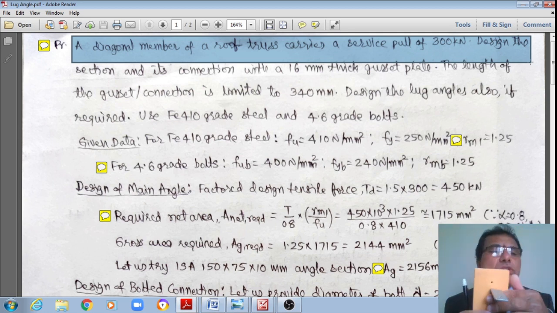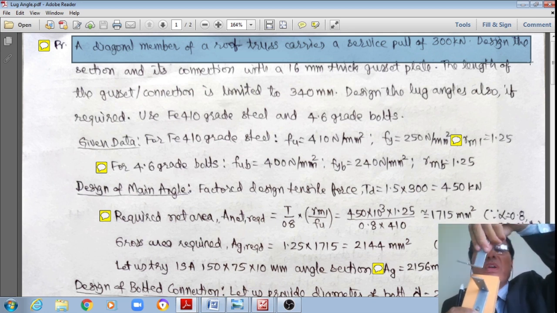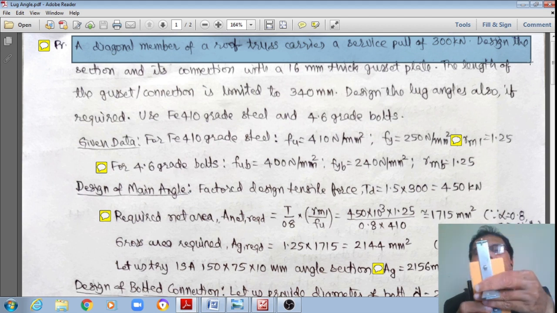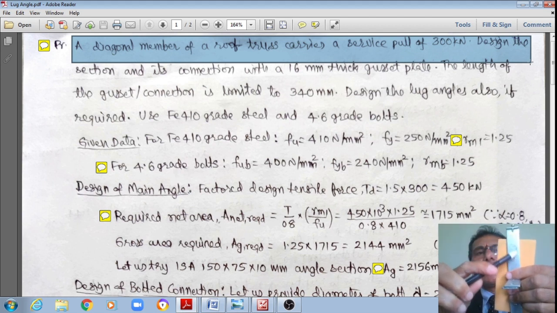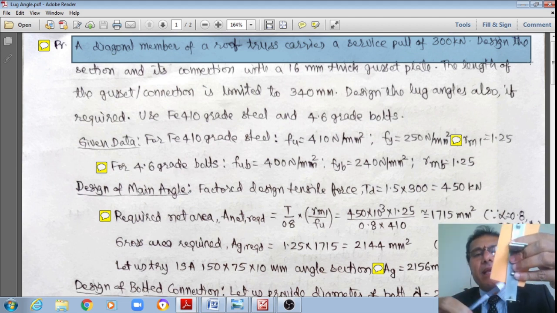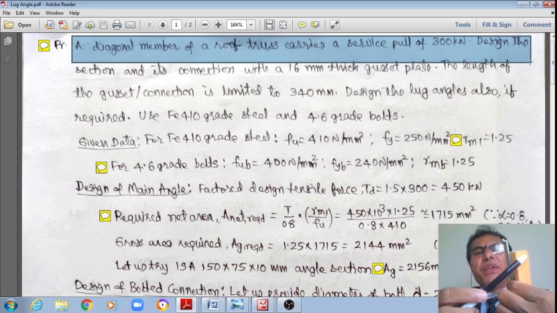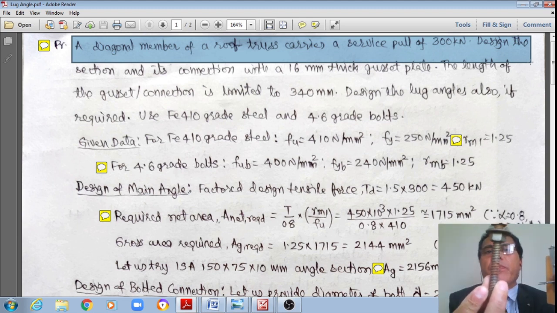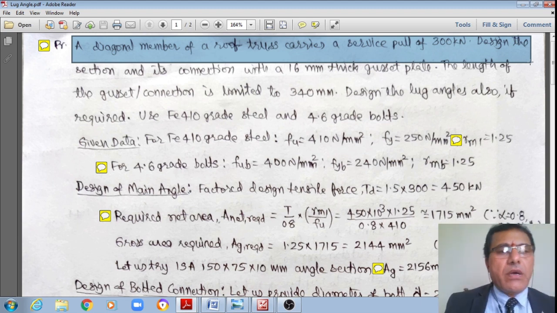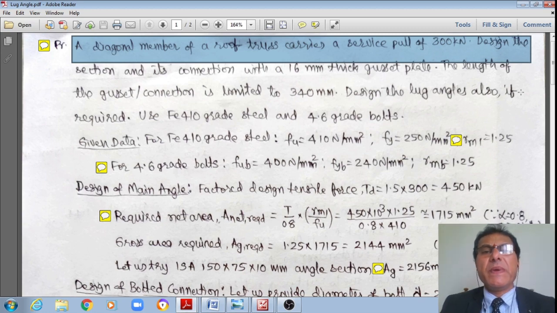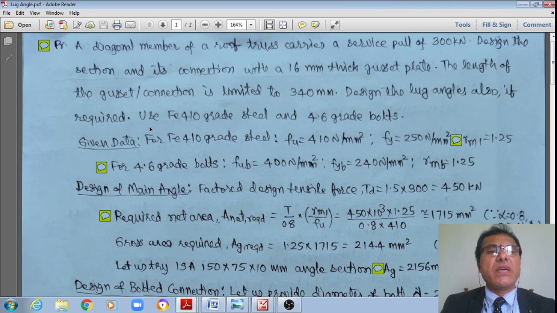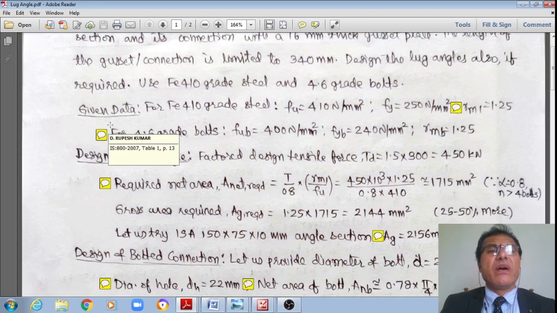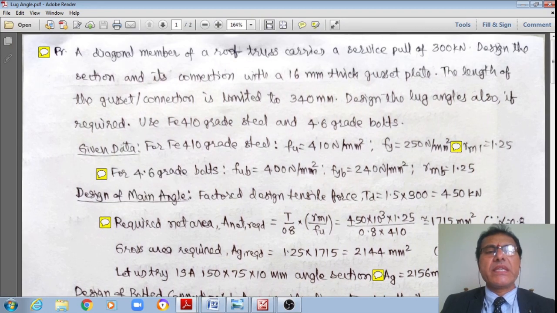Design the lug angles also if required. This lug angle is also if required. This is the main angle, if required. Use Fe 410 grade steel as well as 4.6 grade bolts. This is how the problem is given, student. Now let us see the given data. What is given here is Fe 410 grade steel.